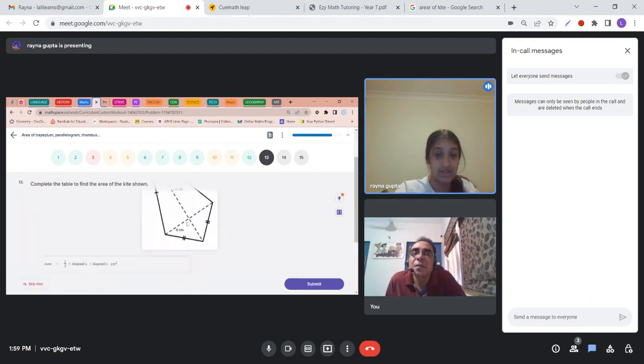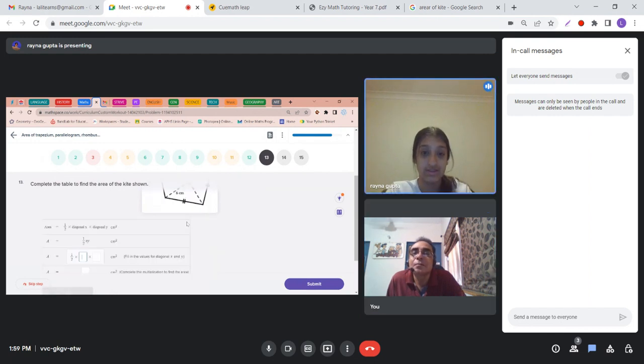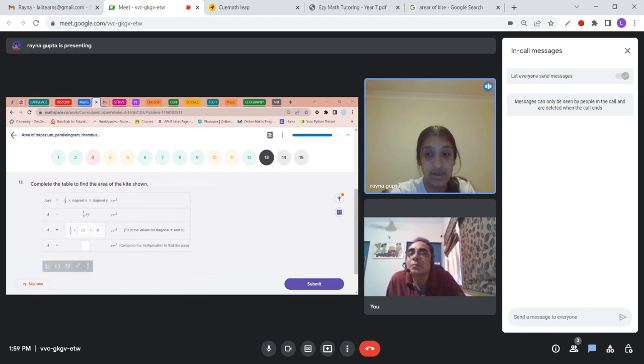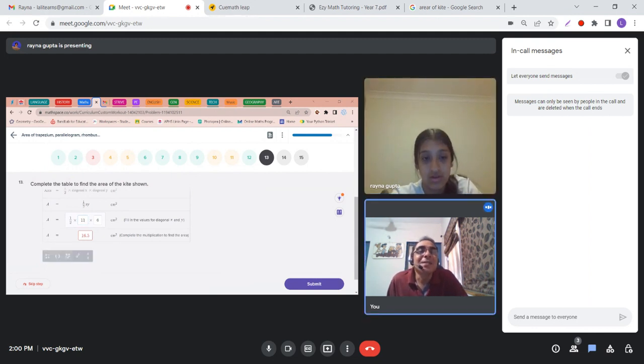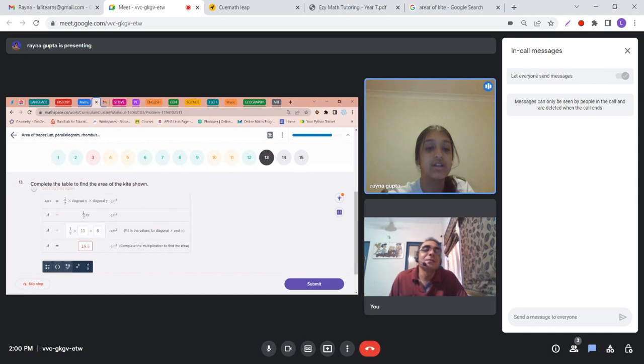Okay, now this one, it's a kite. Yes, that will be 11 times x. So it will be 0.5 times 11 times 6, 16.5. 11 times 6 is how much? 66. 66 divided by 2. Oh, 33.